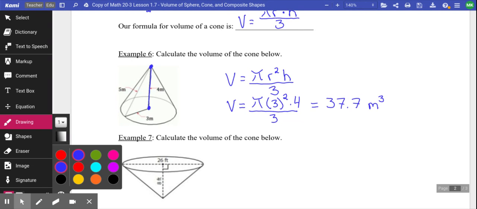That means if I had little cubes that were a meter by a meter by a meter, it would take, I always botch my cubes, it would take 37 of those cubes to fill up that cone. Awesome. Next one.